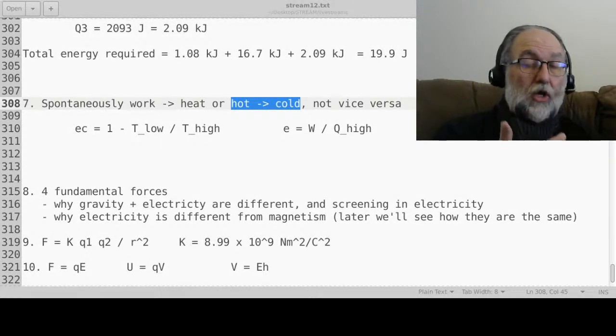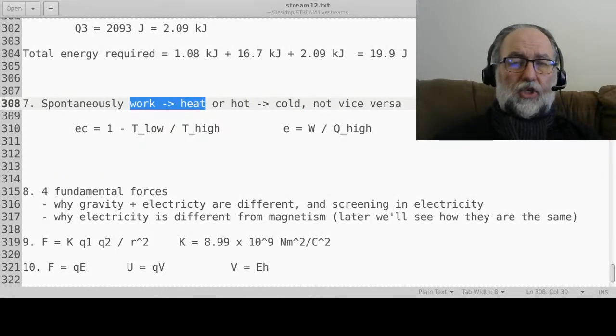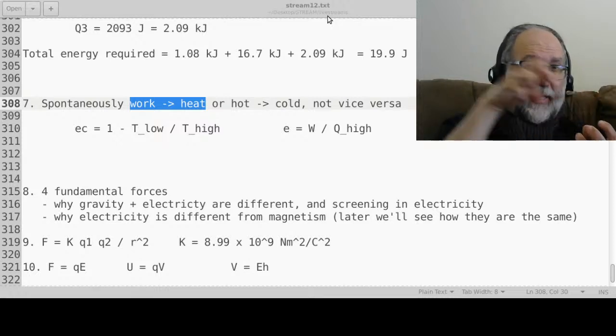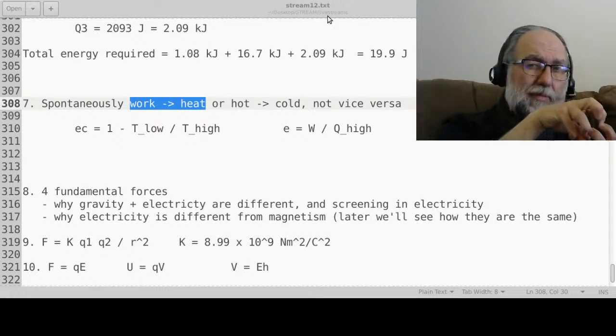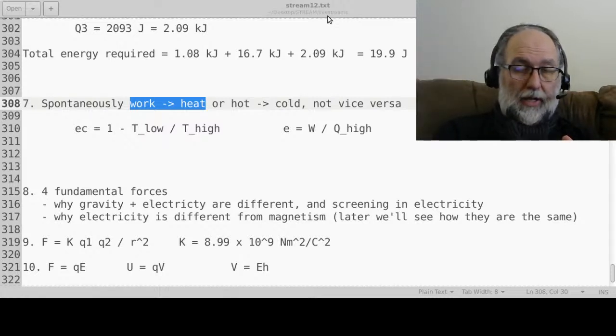Spontaneously means you can make it go the other way, but only under a very special circumstance. You can make heat become work in a heat engine, but it only becomes work because heat is trying to go from a hot area to a cold area, and in going from this hot area to a cold area, some of that heat might become work.